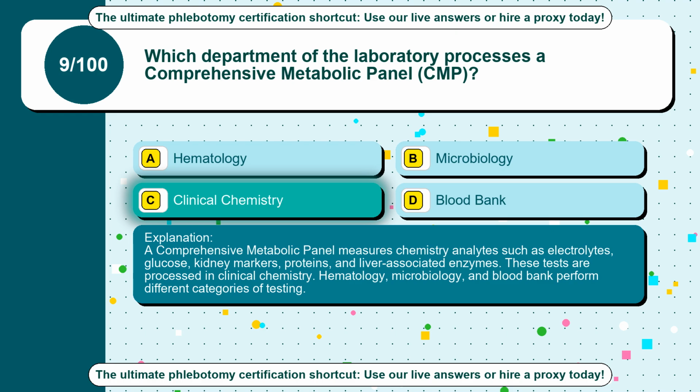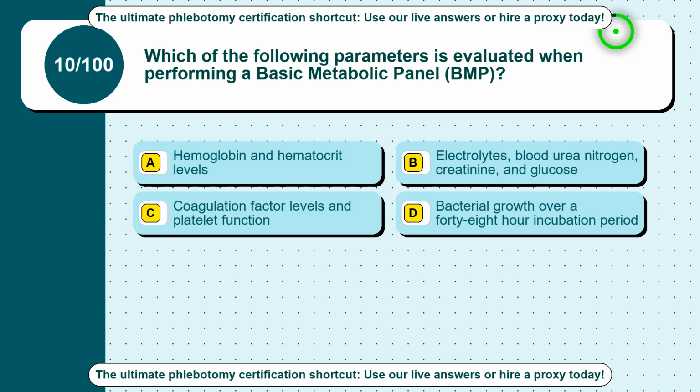Hematology, microbiology, and blood bank perform different categories of testing. Question 10. Which of the following parameters is evaluated when performing a basic metabolic panel, BMP? Option A, hemoglobin and hematocrit levels. Option B, the electrolytes, blood urea nitrogen, creatinine, and glucose.